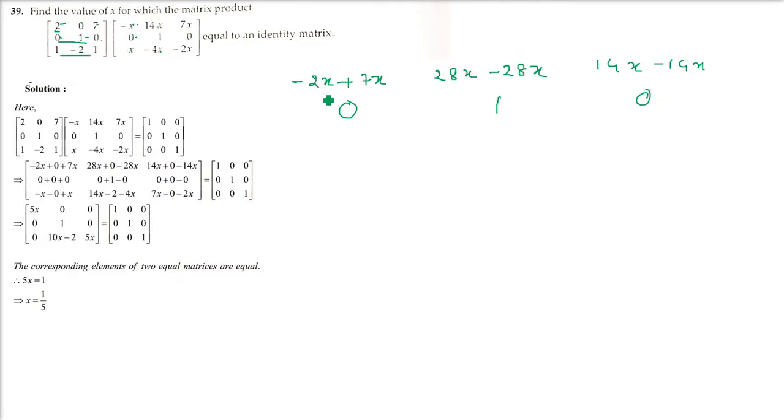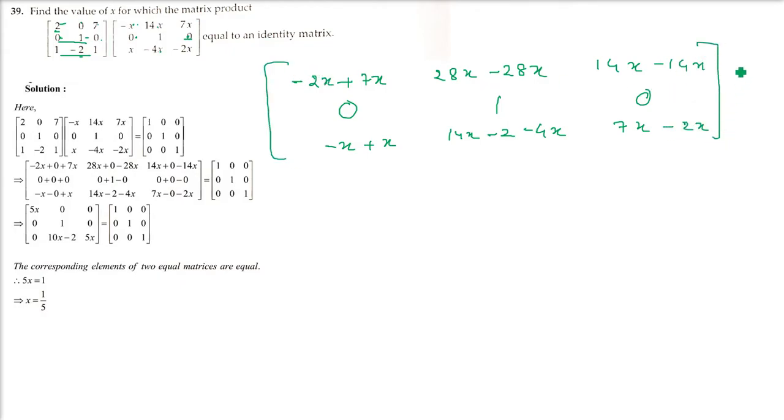Now 1 into minus x, third row with the first column, minus x, and 0 will be 0 and plus x. Then third row with second column, 14x, minus 2 and minus 4x. Then last row with the last column, 7 into 7x, minus 2 into minus 2, leave it. 1 into minus 2x is minus 2x. Okay.